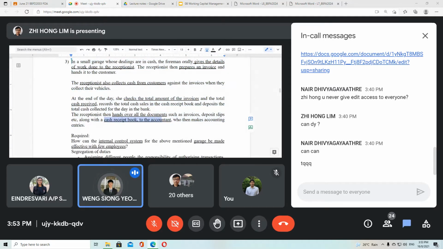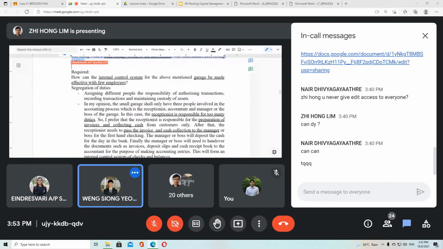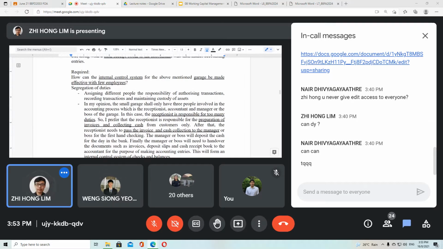That's the question. So the question requires: how can the internal control system for the above-mentioned garage be effective with few employees? First, what is a garage? It is a car repair shop. Who is the foreman? The foreman is the one that repairs the car.